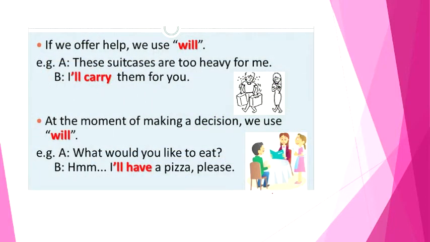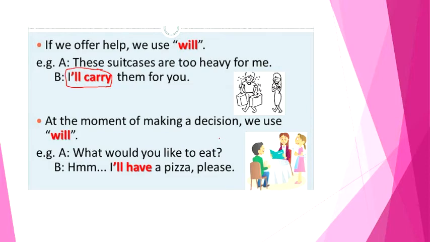So we have some more examples to make it clear how we use will. Whenever we offer help, we use will. Example, these suitcases are too heavy for me. I will carry them for you. So we can see that a boy is saying this, right? These suitcases are too heavy for me. So the girl offers help to him, stating, I'll carry them for you. And this, dear children, is the short form of I will. If we want the contraction, we write it like this.